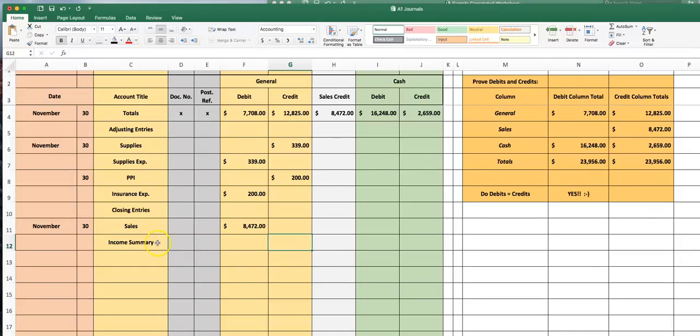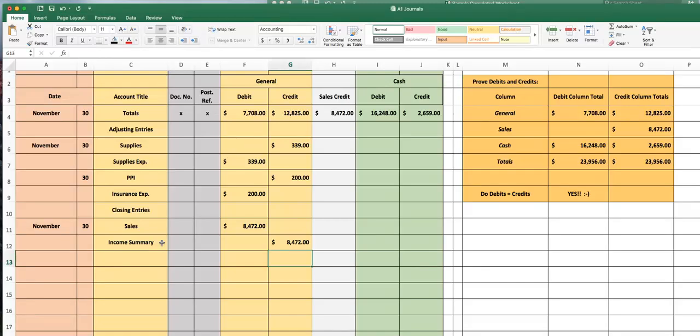So we're going to call this dummy account income summary. You've seen these words before. Here's what it means. It's going to go in the journal here as the second part of this transaction. Remember, every transaction has two parts, right? We have a debit part, and we're going to have a credit part. So we're going to put $8,472 into this income summary credit.